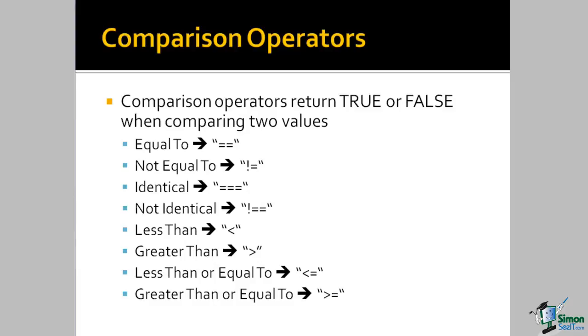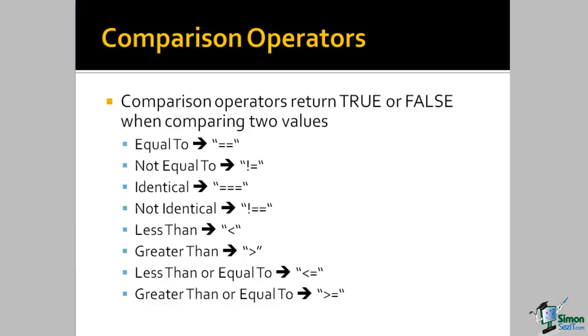Now, in contrast to that, the identical operators. What this says is not only are the values equal, but are the types equal. So is this an integer? Is that an integer? Are both of their values 1? In that case, identical would return a true. And notice again that identical is equals, equals, equals. 3 equals signs. And then again, we can negate that with the bang. And the other operators should be familiar to everyone: less than, greater than, less than or equal to.